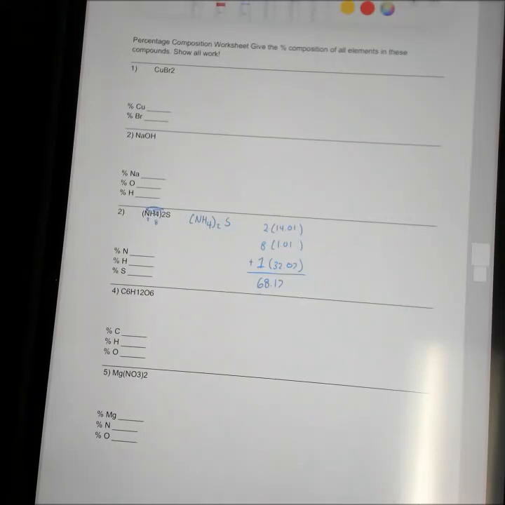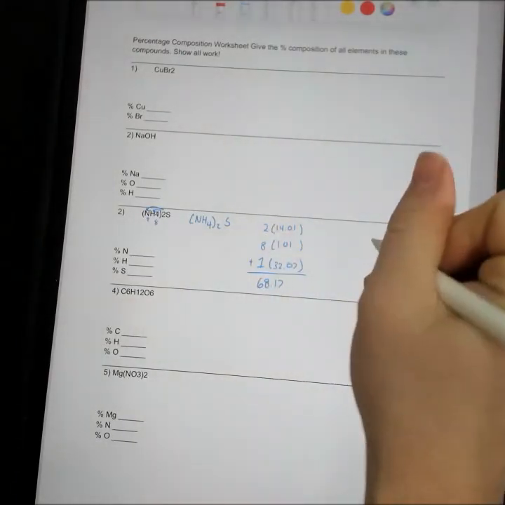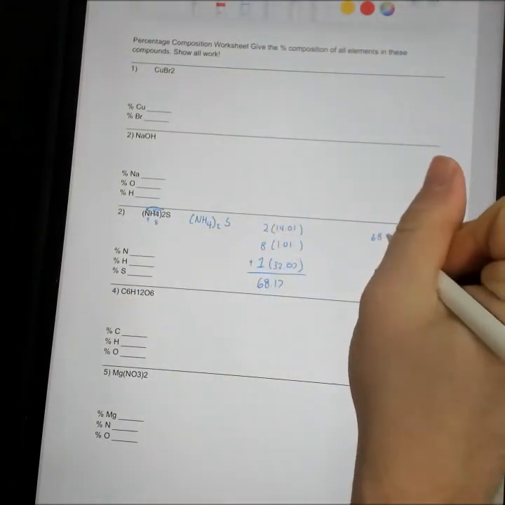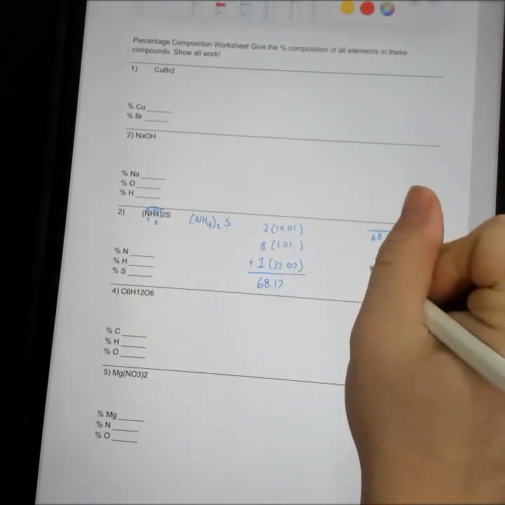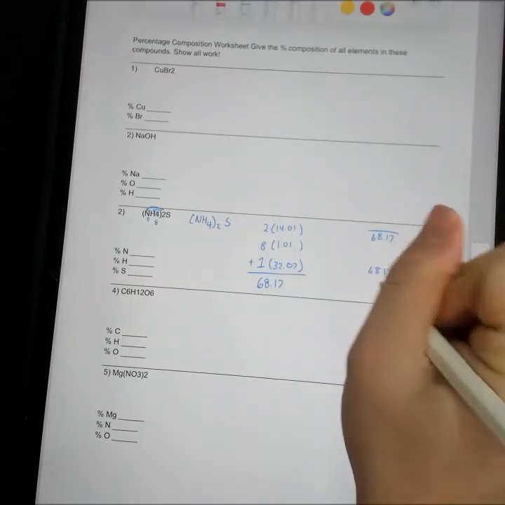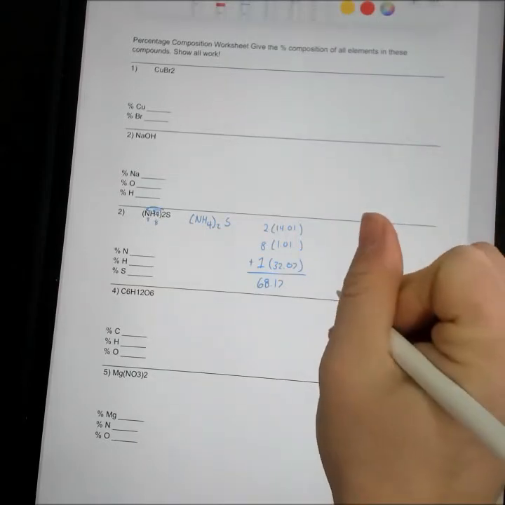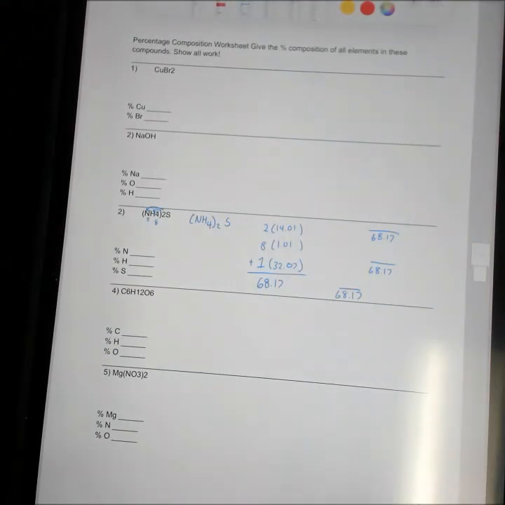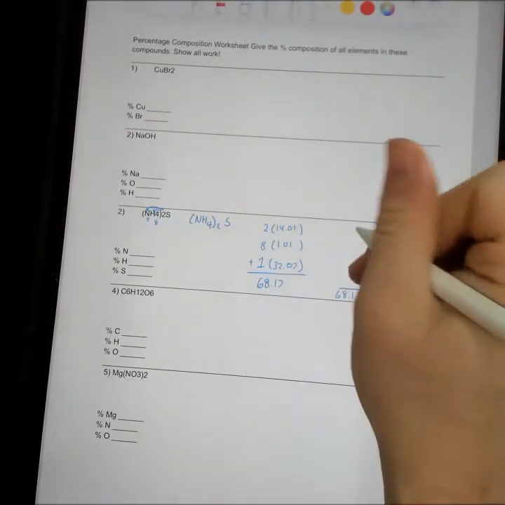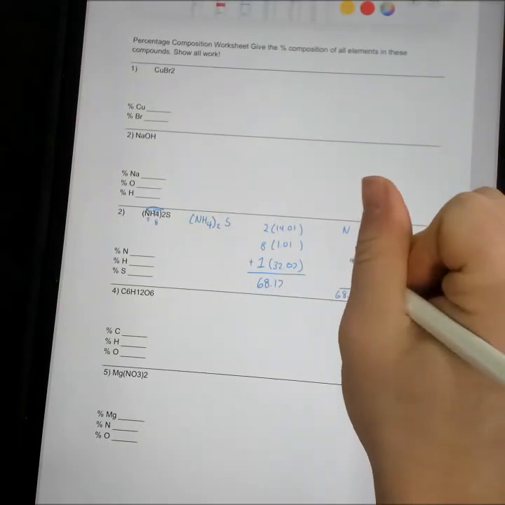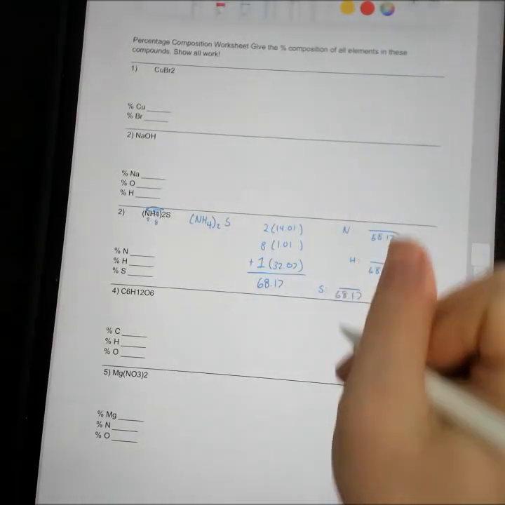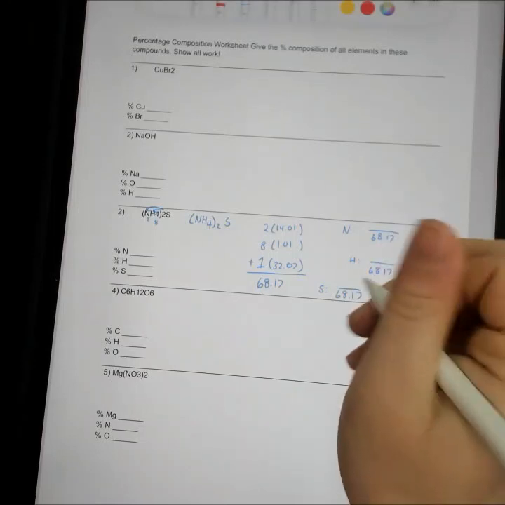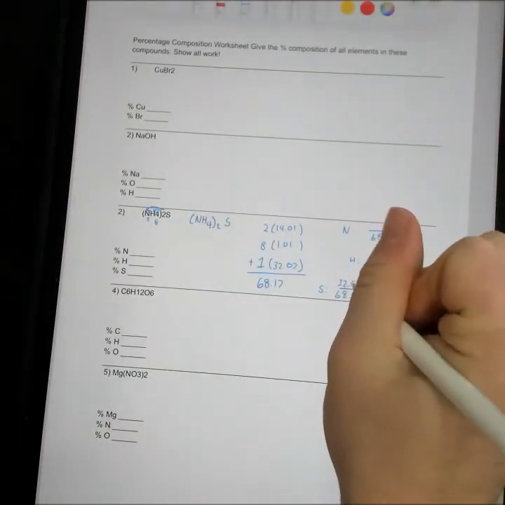Next we're going to put how much of each element's weight we have over the total. So I need 3 of them. I am going to put these off to the side: number over 68.17, number over 68.17, and sorry, I'm going to do this one over here just because of space. This one's nitrogen, hydrogen, sulfur. Sulfur is the easy one because we just have one of it, so our number over is 32.07.